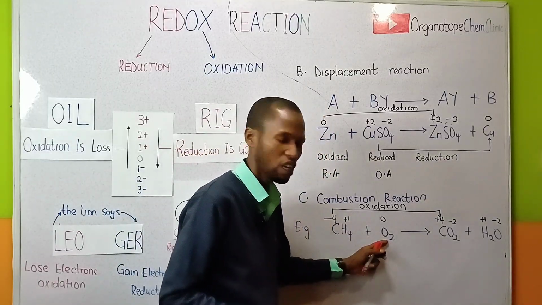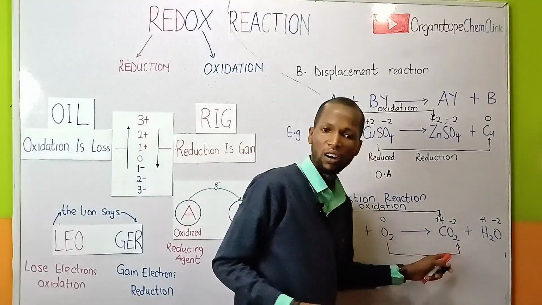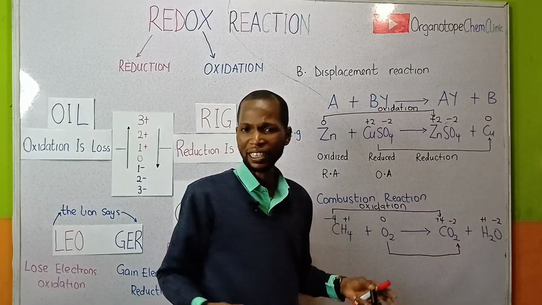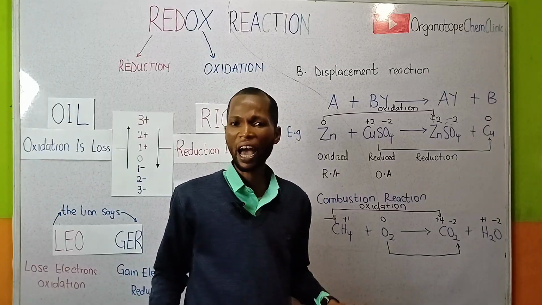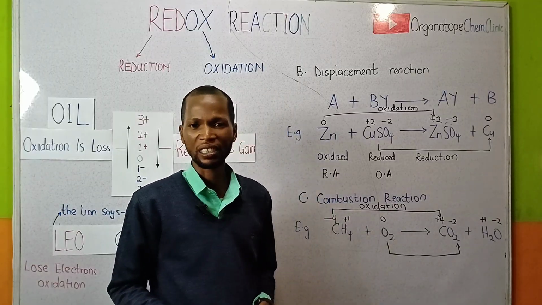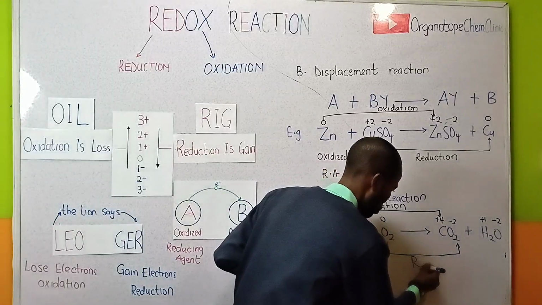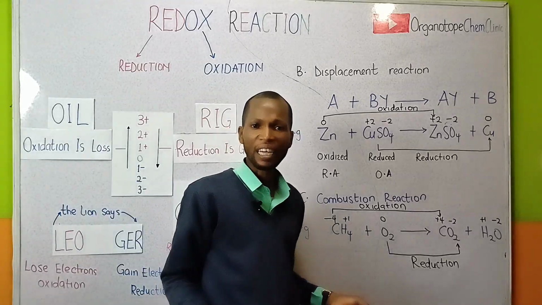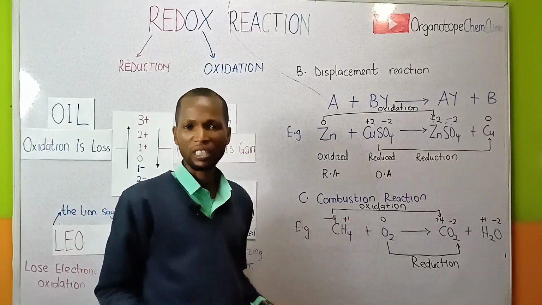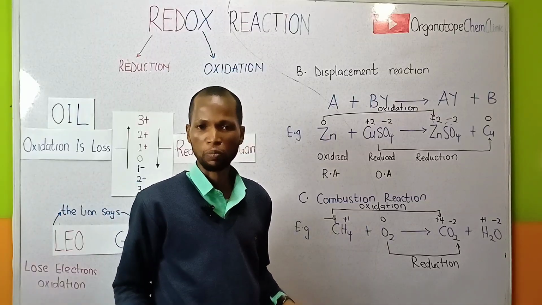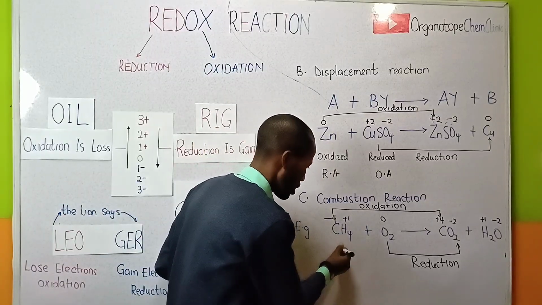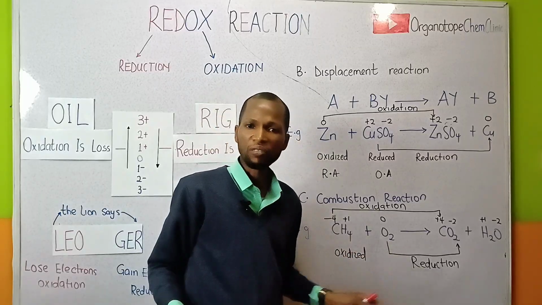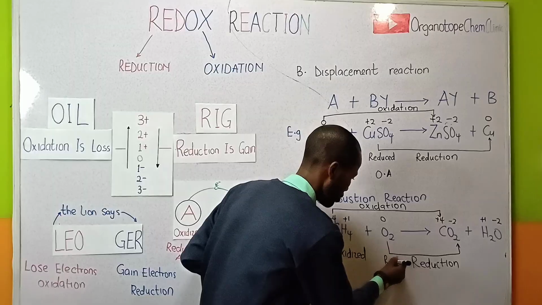Then can we identify the reduction process? Oxygen has the oxidation number of 0 right here, while oxygen has the oxidation number of -2 on the product side. 0 to -2, that's a decrease in oxidation number. When we have a decrease in oxidation number, what process is that? That's right, reduction. So we have reduction process here. So on the reactant side, let us identify the oxidized and the reduced substance or species. The oxidized species is methane, oxidized, while the reduced species is oxygen, reduced.